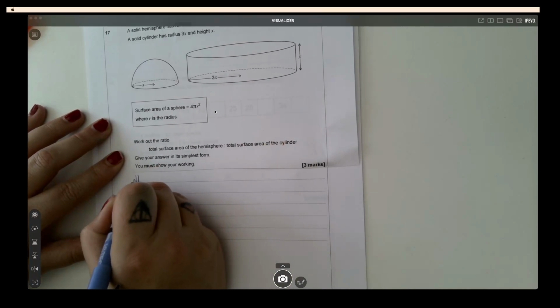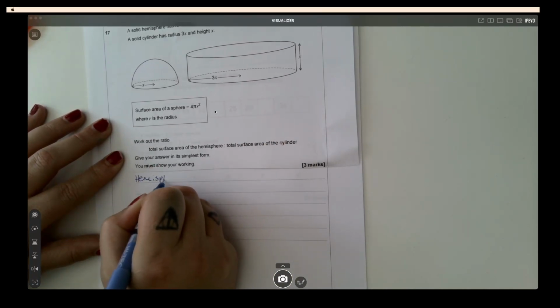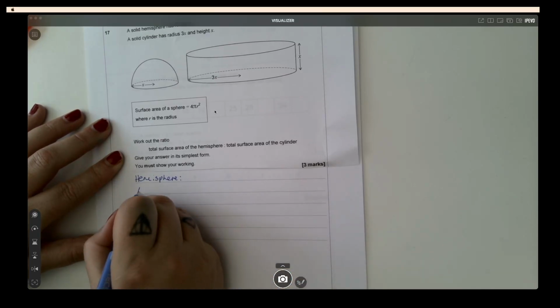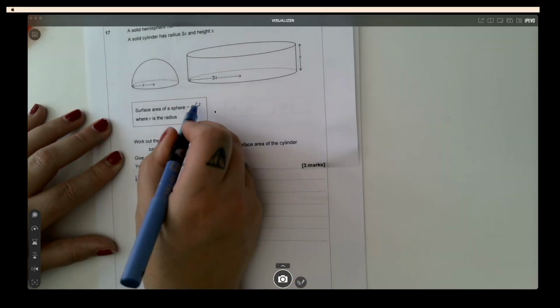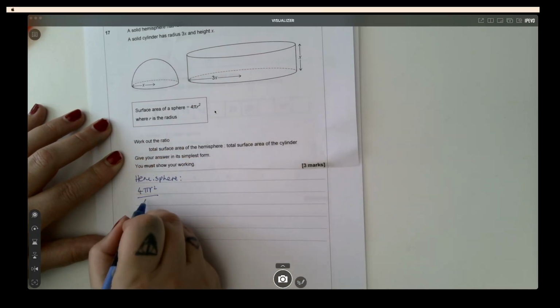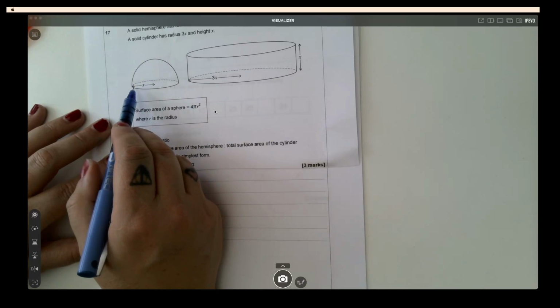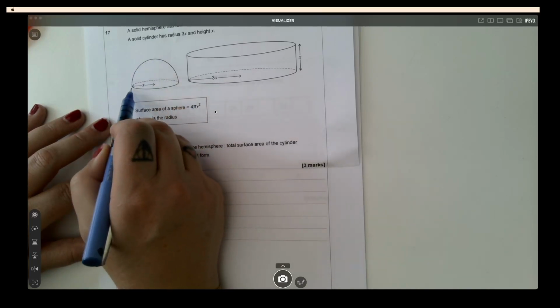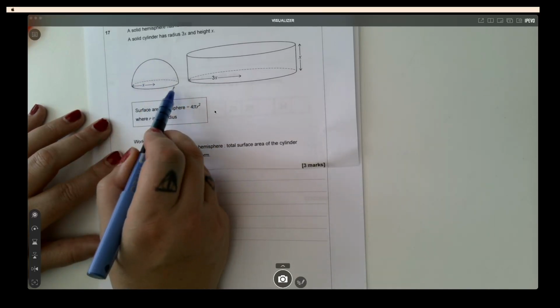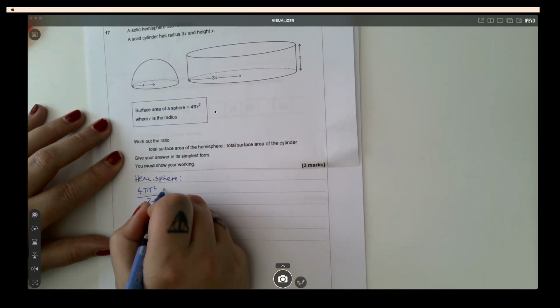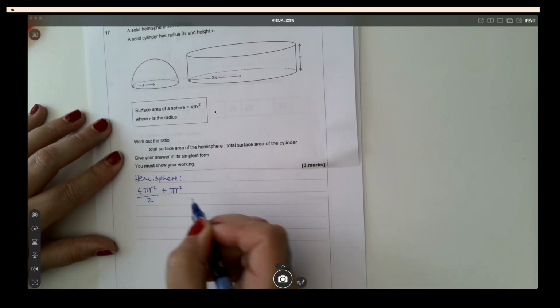Okay, let's deal with the hemisphere first. Surface area is all the way around the outside. So we would have 4 pi r squared divided by 2, because that's the surface area of a sphere, but then we halved it for the hemisphere. That gives us the curved part of the shape, but then we need the flat circle at the base, which would be add pi times radius squared.